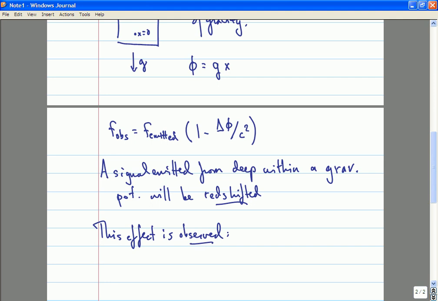Yes? Photons have no mass, right? So how does gravity interact with them?